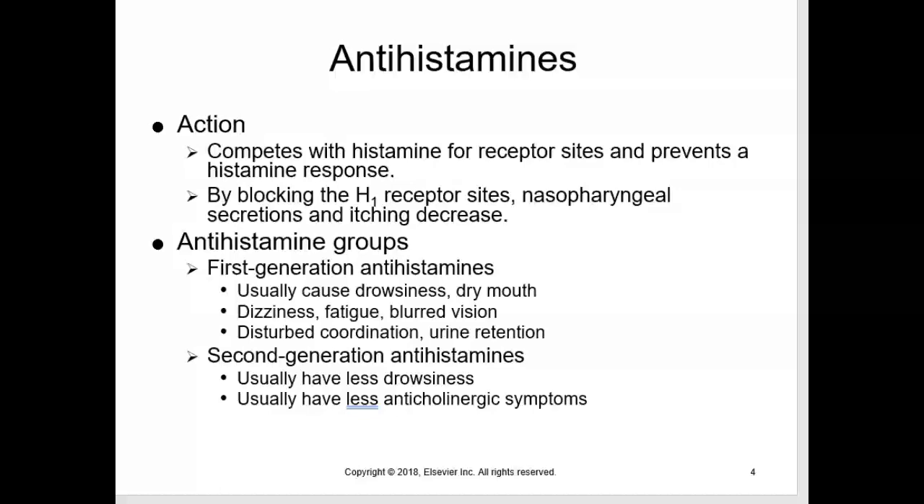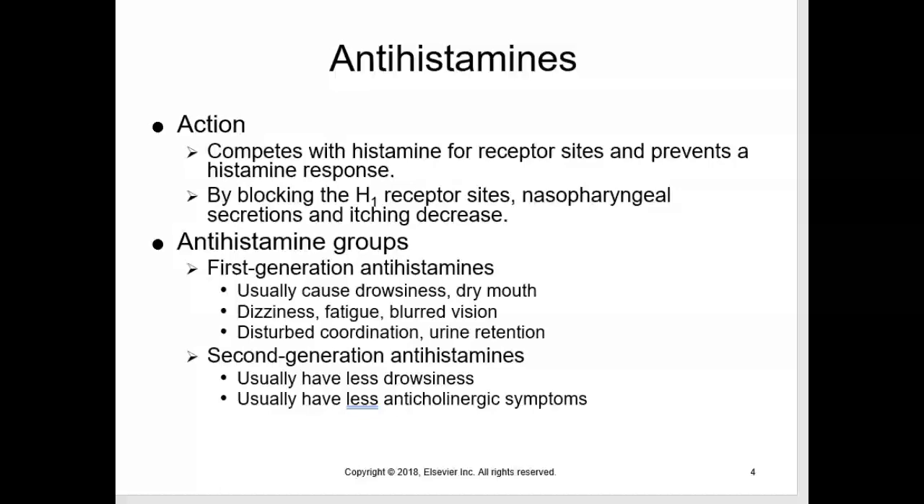So we have first generation and second generation antihistamines. Your prototype antihistamine is diphenhydramine. The brand name is Benadryl, just so you can put those together. Diphenhydramine is your prototype antihistamine, and that is a first generation antihistamine. The thing with first generation antihistamines is they have some side effects that can be undesirable. Most first generation antihistamines cause drowsiness, dry mouth, and other anticholinergic symptoms, whereas second generation antihistamines have fewer anticholinergic effects and a lower incidence of drowsiness.